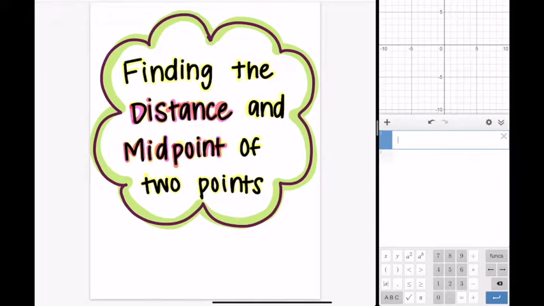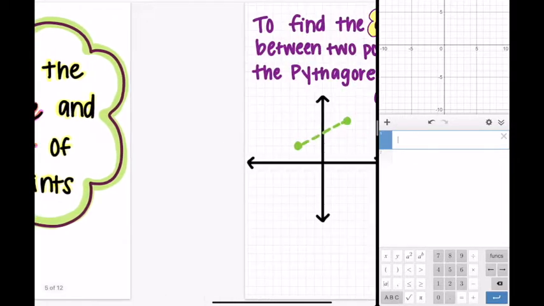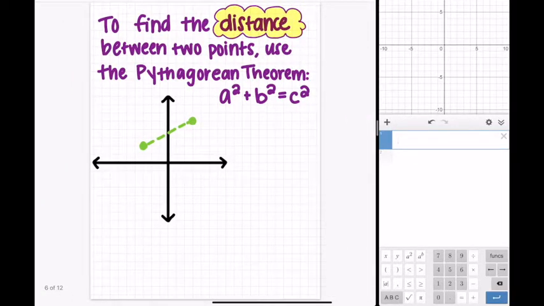In this lesson, we are finding the distance and midpoint of 2 points. Just as a reminder, to find the distance between 2 points, we are going to use the Pythagorean theorem. So this green line would be the hypotenuse of the right triangle. And we're going to call that C.